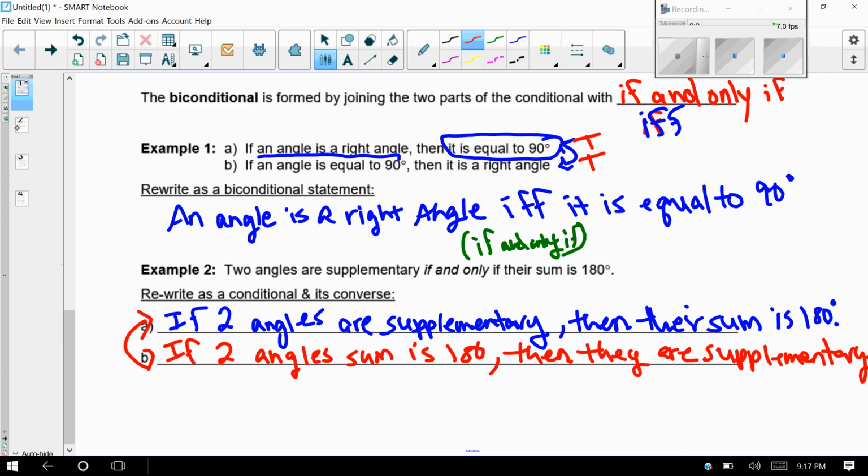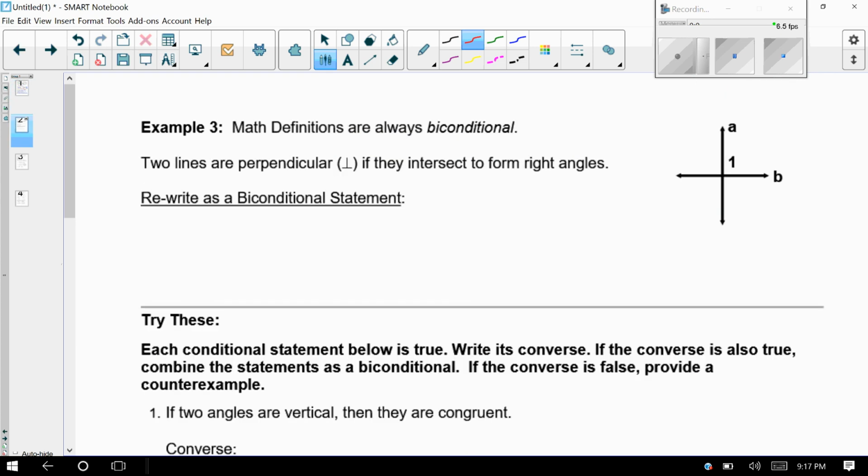Go ahead and flip your paper over. Let's go to page 2. Example 3. It tells you that math definitions are always biconditional. I just said that. It says two lines are perpendicular. This is a symbol for perpendicular. Please underline that word perpendicular. That means that they meet at a 90-degree angle. Well, that's what it means, right? So if two lines are perpendicular, they intersect to form right angles.